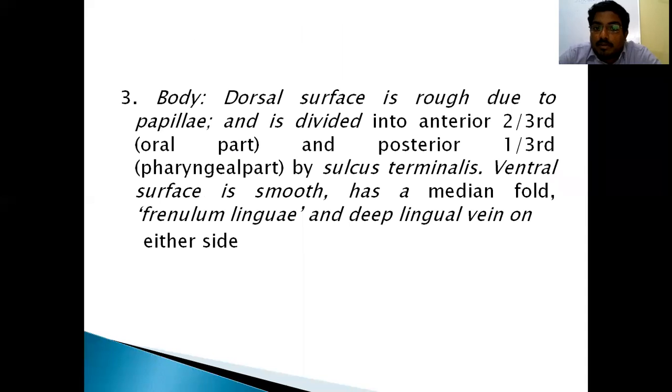Body. The dorsal surface is rough due to the papillae and is divided into anterior two-thirds and posterior one-third. This is the anterior two-thirds, what we are seeing, and what we palpate is the posterior one-third. They are divided by the sulcus terminalis. The ventral surface is smooth and has a median fold called the frenulum linguale, and the deep lingual vein on either side.